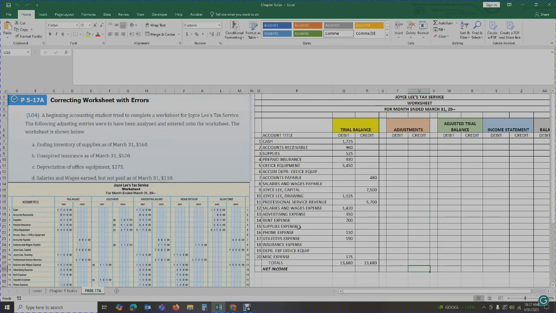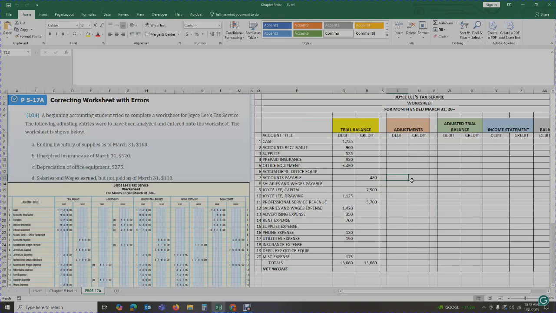I have copied over my trial balance. That's our starting point. As of this point, my numbers are correct because the accountant hasn't done anything yet. What the accountant did was fill out the adjustments column, and that's where the accountant made the mistakes. Now, you have to figure out the errors.